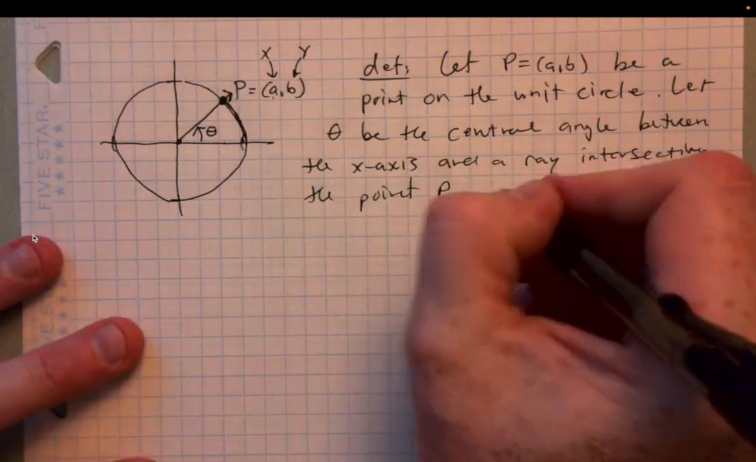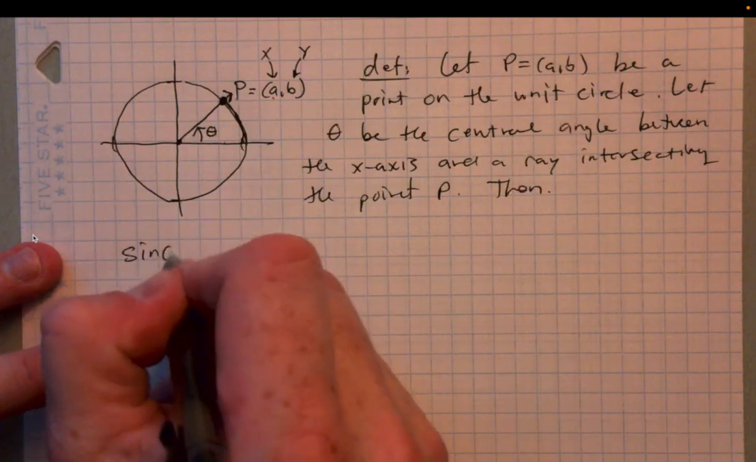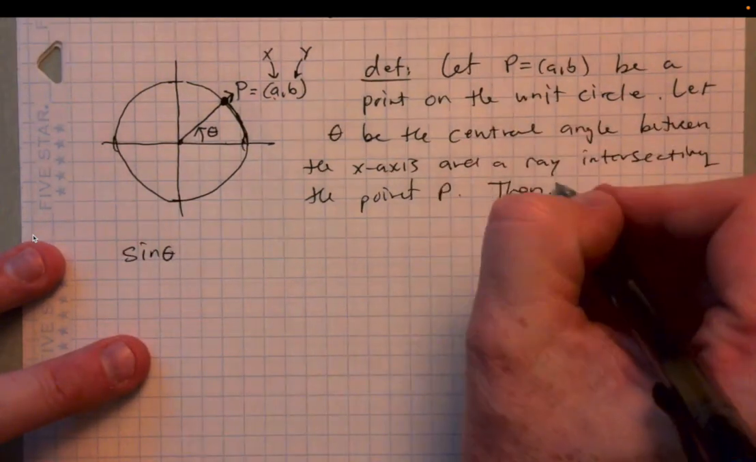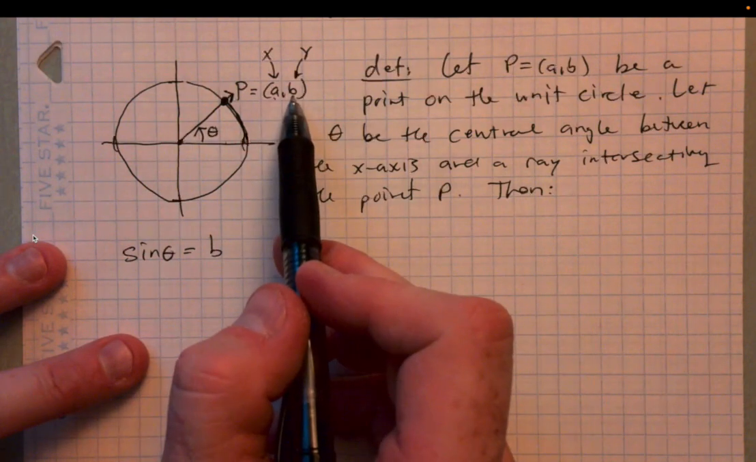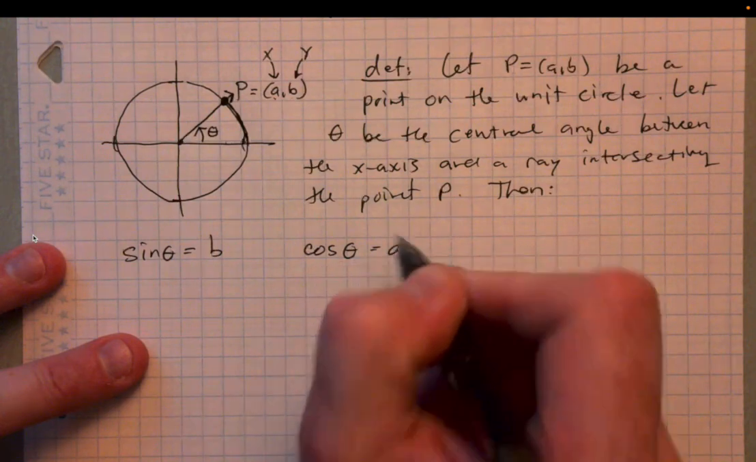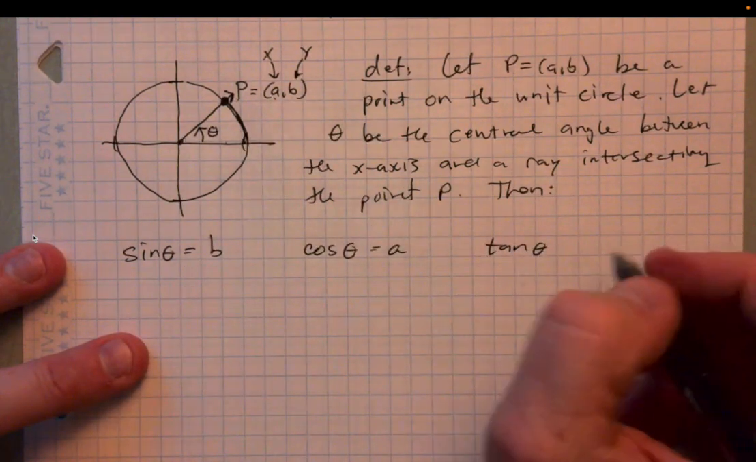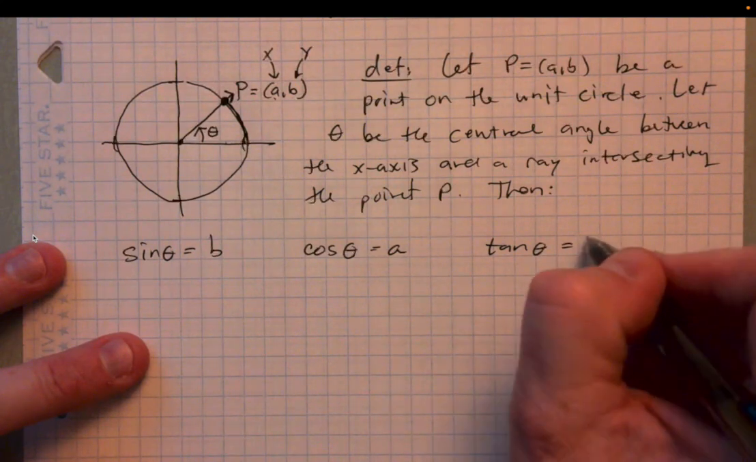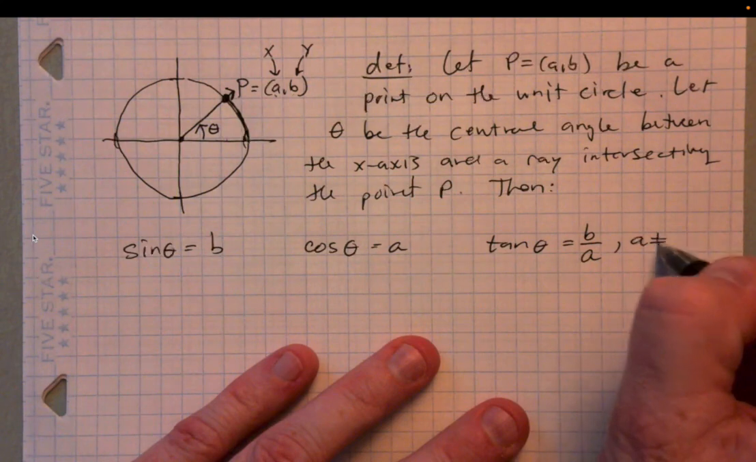Okay, so then the sine of theta is equal to b, i.e. it's equal to the y coordinate. The cosine of theta is equal to a, the x component, and the tangent of theta is equal to b over a. Right? And then the assumption here is that a cannot be equal to 0.